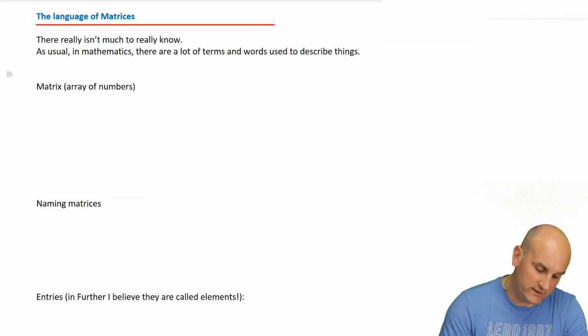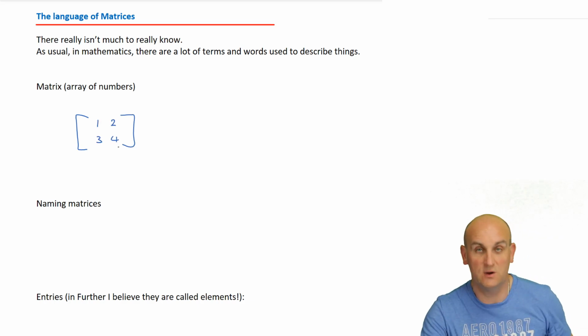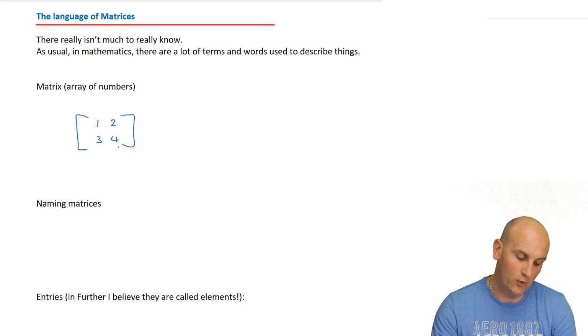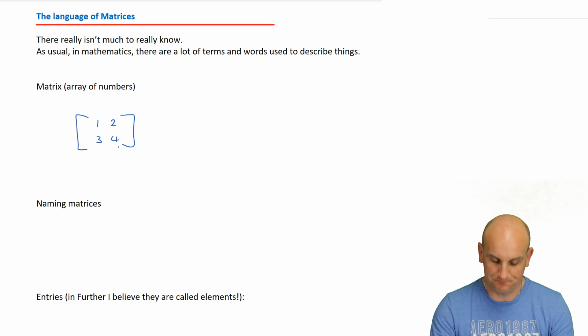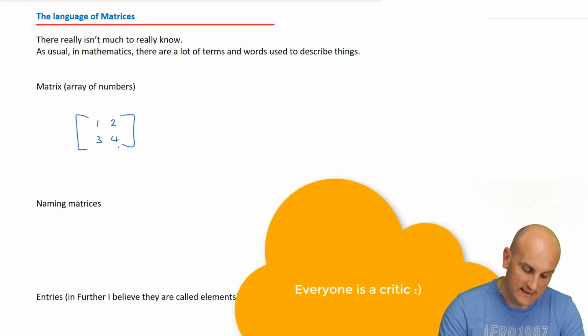So a matrix is nothing more than an array of numbers. Now, the way we talk about arrays of numbers is we write them in square brackets, and you can probably argue that those square brackets aren't necessarily square, or in fact brackets, but they are meant to be. And that's literally a matrix. That's what we call a 2 by 2 matrix, and I'll come back to that in just a moment.